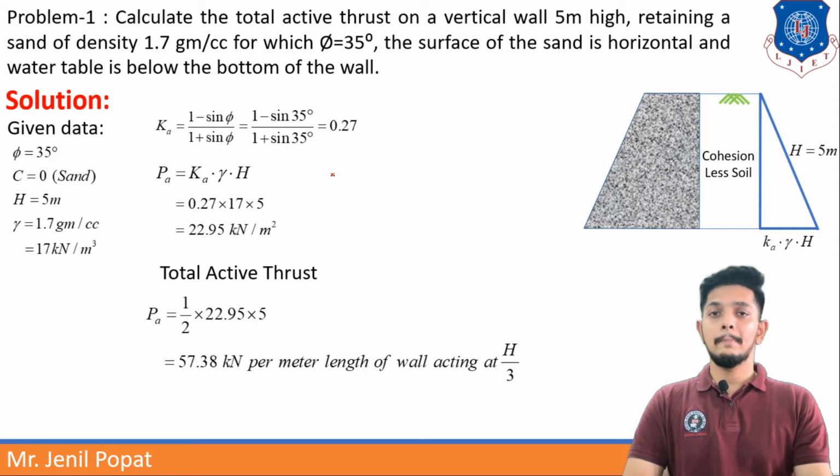For force, I will calculate the area of the triangle, which will be 1/2 base into height. So the base will be our pressure K into gamma into H, which is 22.95. H is already given, and into 1 by 2. So Pa will be 1 by 2, 22.95 into 5. So total pressure force will be 57.38 kilonewton.